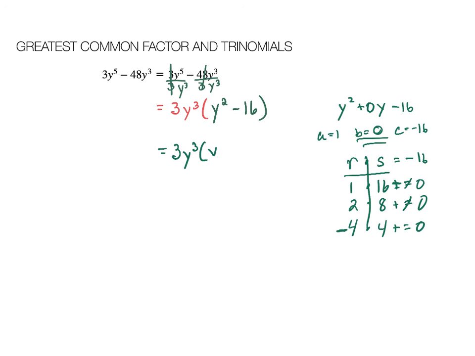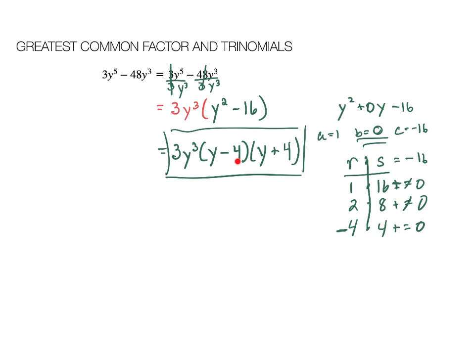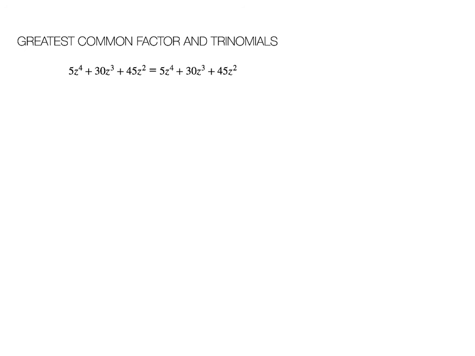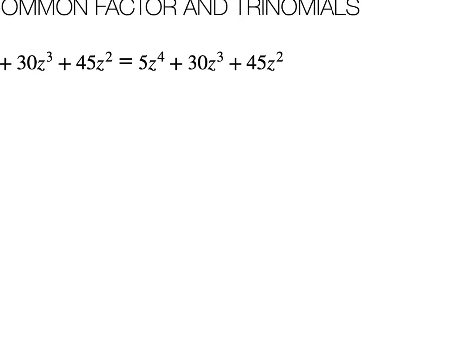It is y plus r, which is negative 4, and y plus s, which is positive 4. And there is my complete factorization. You can check this little product here. First terms, y times y, give us y squared. The last terms give us negative 16. But this outside pair, 4y, and inside pair, negative 4y, cancel each other out. There we go. Let's put this thing all together here real quick.